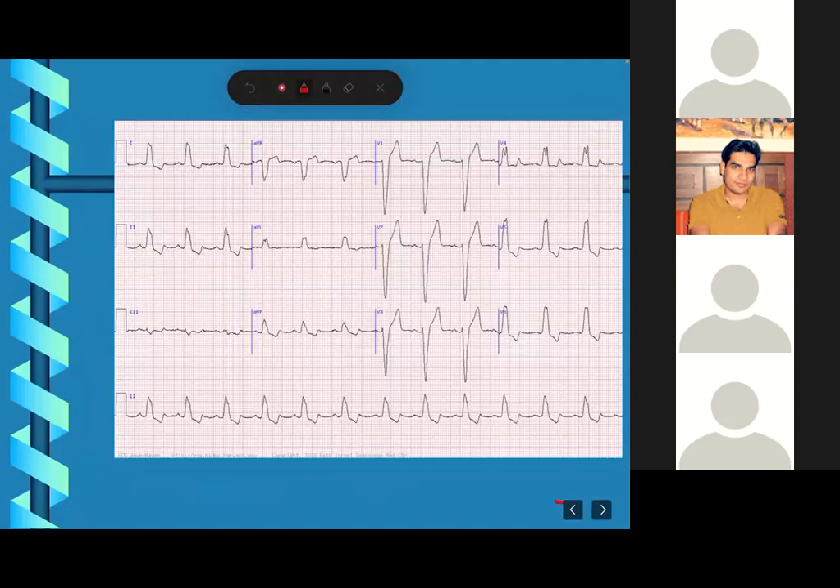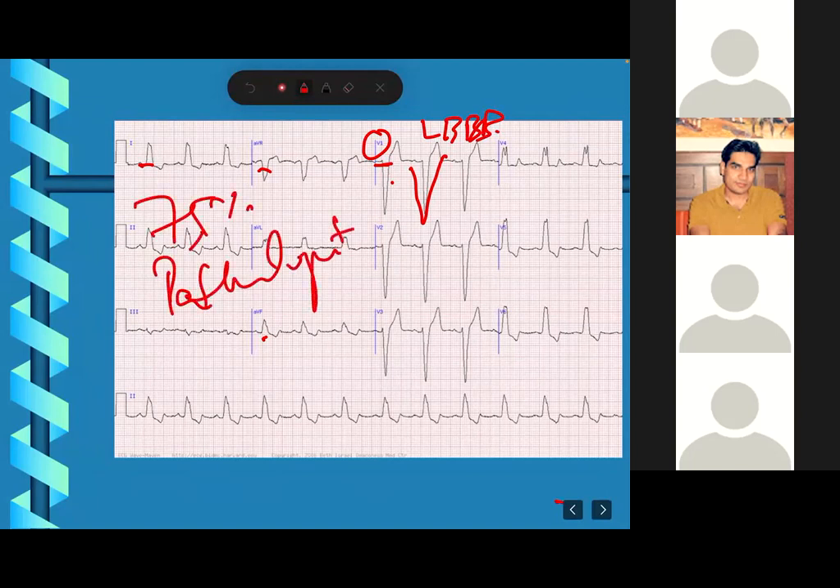What's this pattern? See V1 with a wide QRS complex. A wide QRS complex is present in every lead. If it is present in one lead, it must be present in every lead. The major deflection is downward. This is LBBB. If we look at the clinical significance of LBBB, 75% of LBBB is pathological. It's related to ischemic changes.